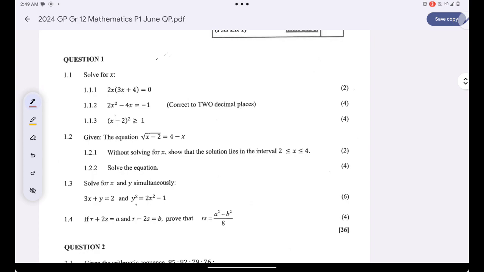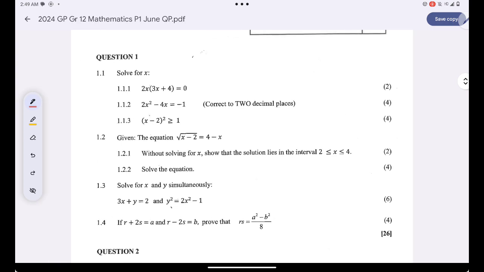This video, guys, will be just based on question 1. Okay, I'm given number 1.1.1. I'm given two things multiplied and the answer is 0. It simply means that the first thing could be 0 or the second one could be 0. That means x is 0 or x is negative 4/3.